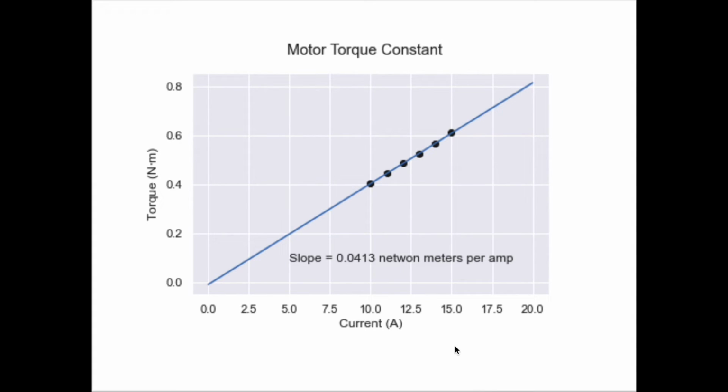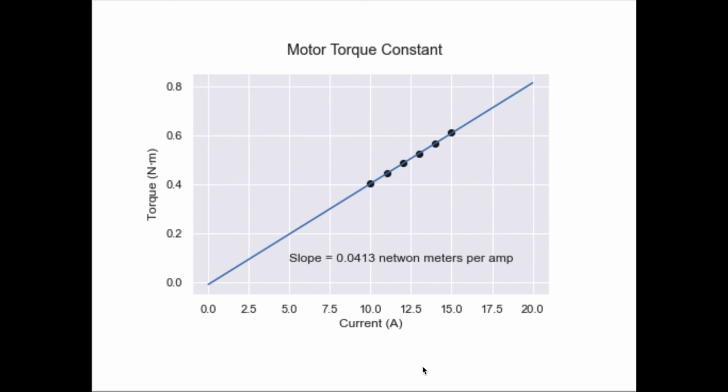We can plot these readings with current on the x-axis and torque on the y-axis. When we fit a line to these data points, we see the slope of the line is 0.0413 newton meters per amp. This value matches our prediction of 0.0435 newton meters per amp to within about 5%.